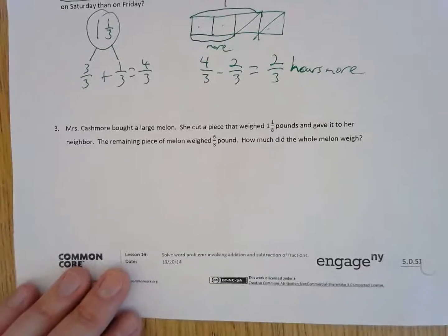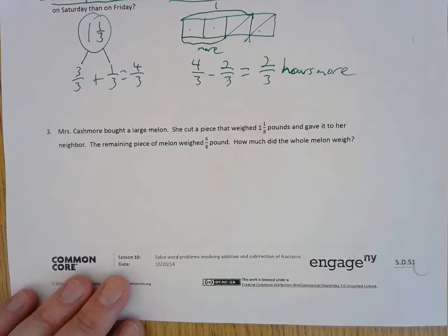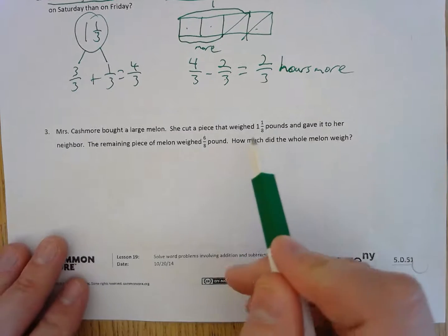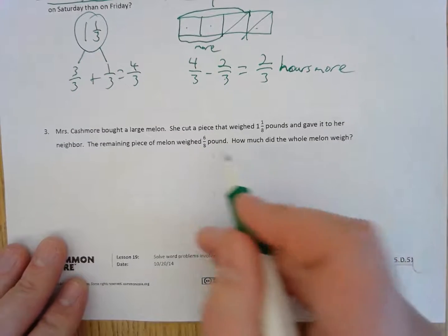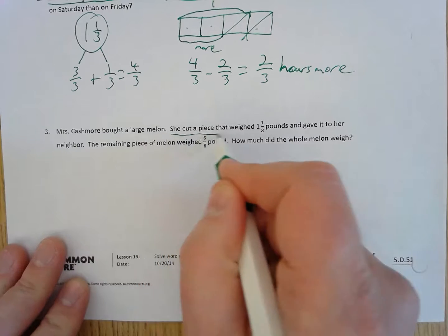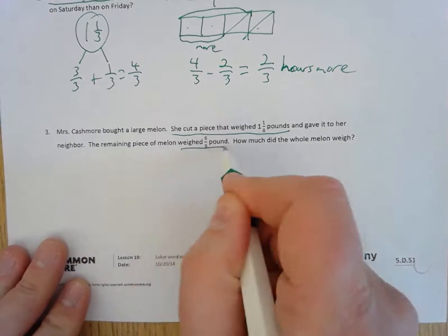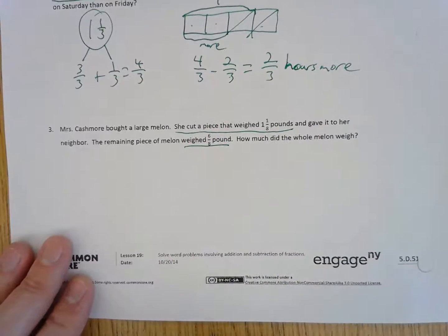Okay. Mrs. Cashmore bought a large melon. She cut a piece that weighed 1 1/8 pounds and gave it to her neighbor. The remaining piece of melon weighed 6/8 of a pound. How much did the whole melon weigh? Okay. So we know that the piece weighed 1 1/8 pounds. What she had left weighed 6/8 of a pound.